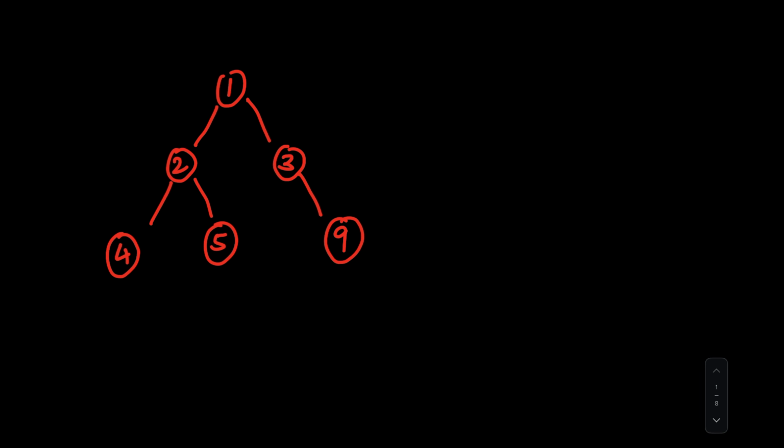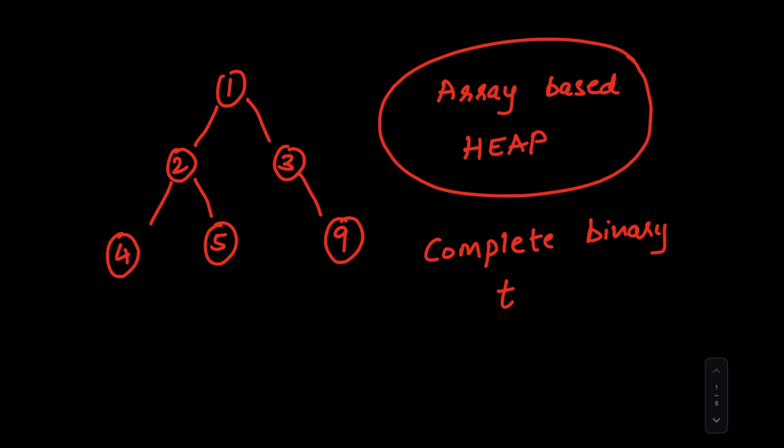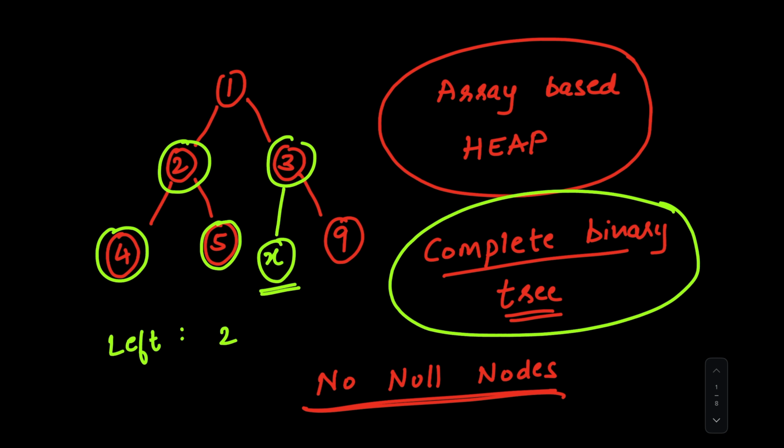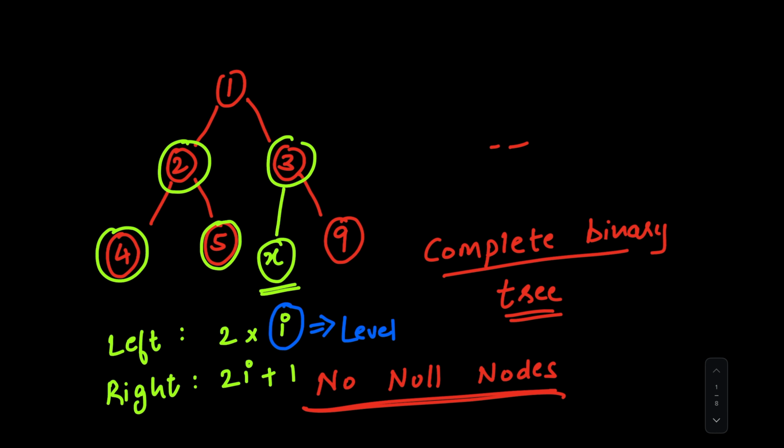The secret to solving this problem efficiently is to treat this tree as an array-based heap, or build the solution assuming it is a complete binary tree with no null nodes. In a complete binary tree, we can easily calculate the index of each node using a formula. For the left node, it is 2i, where i is the index of the parent node, and for the right node, it is 2i plus 1. And once we know the index of each node, we can easily calculate the width at each level, which is going to be the difference between the leftmost and the rightmost.